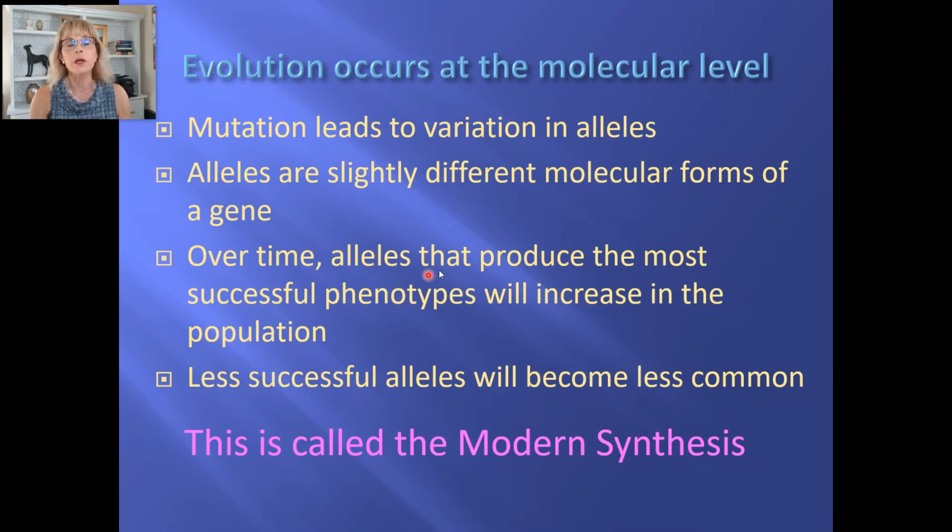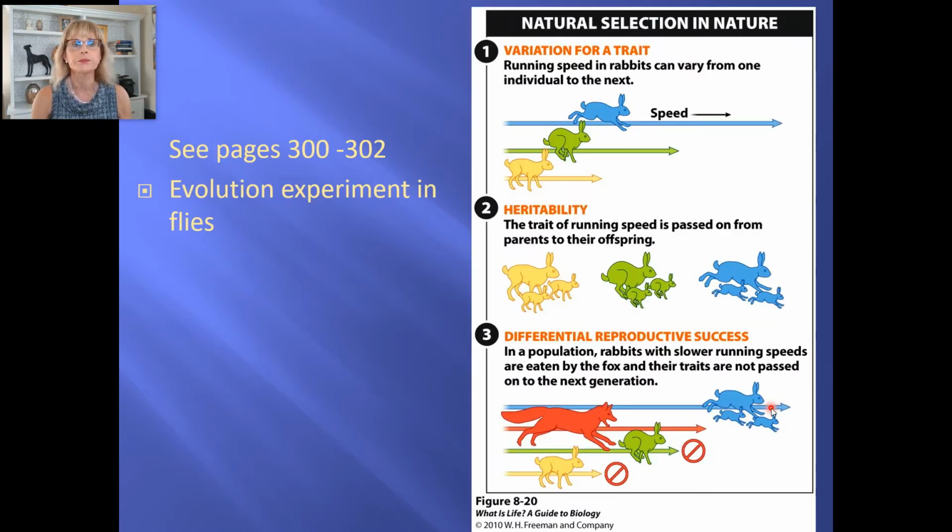And then over time, alleles that produce the most successful phenotypes will become more common. With phenotype, we very often say what the animal looks like. Humans are really visual, so we're always talking about what things look like. But the truth is, as I'm going to show you later, that there's a very successful allele in humans that, if you're lucky enough to have it, makes you resistant to HIV infection. So it's not always what things look like. And less successful alleles will become less common. So we're really thinking about alleles.